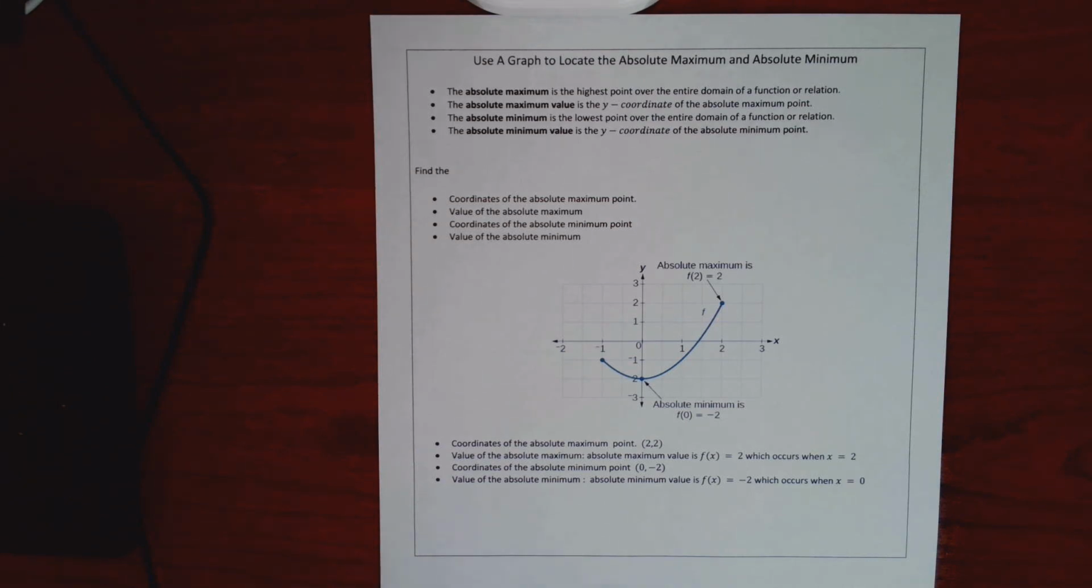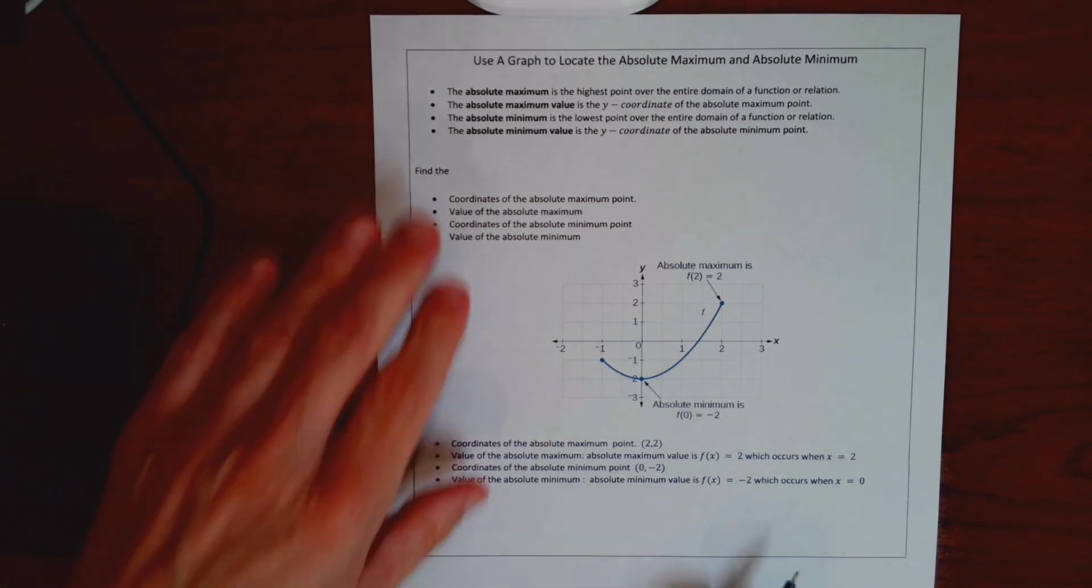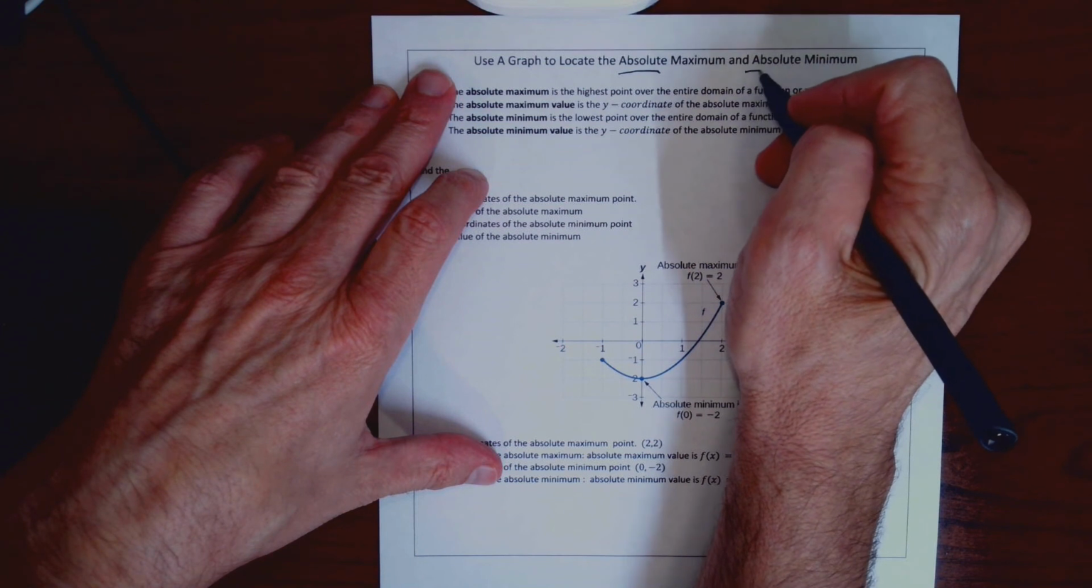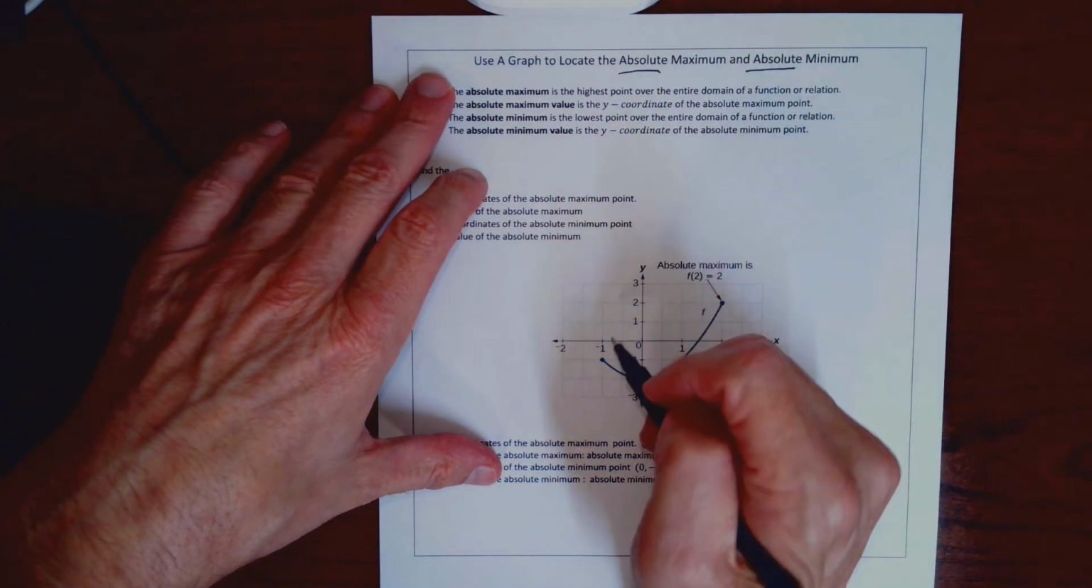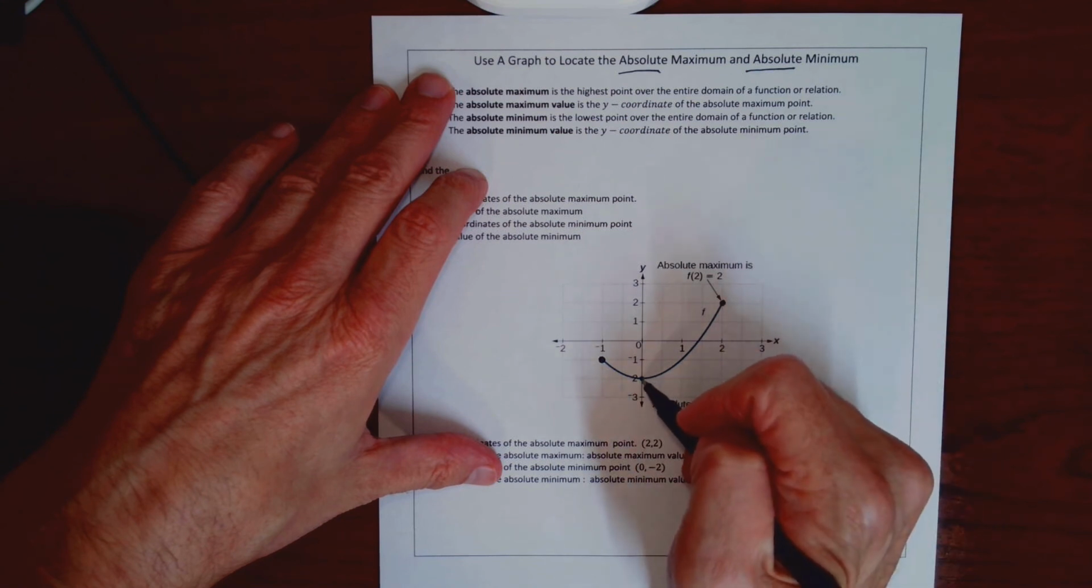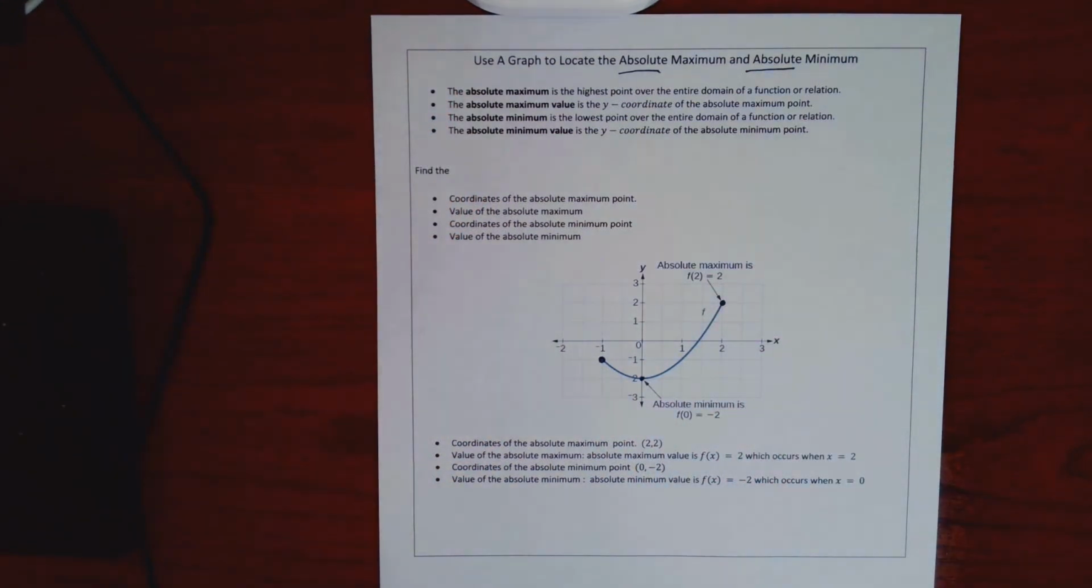So the second part of section 3.3 starts off with a slightly new concept, not terribly new. In the first part of the video, we did local maximums and local minimums. In this part of the video, we're going to do absolute maximums and absolute minimums. And for each of the graphs we're going to be given, we're going to be asked to find the absolute maximum and an absolute minimum.